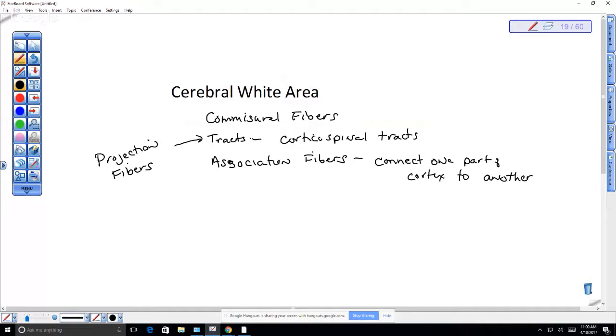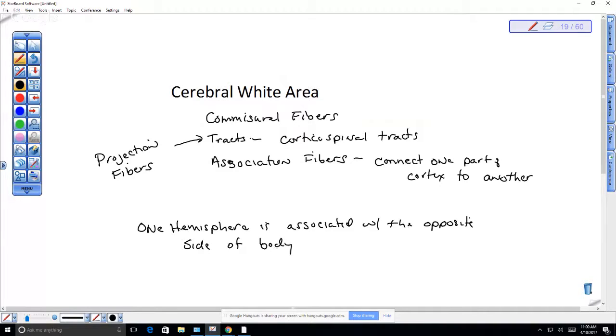So the other important thing to realize with the brain is that one part of the brain coordinates the sensory and the motor of the opposite side of the body. So we have one hemisphere that is associated with the opposite side of the body. It can cross over. This crossing over could take place in the brain, but it could also take place in the spinal cord. So crossing over.